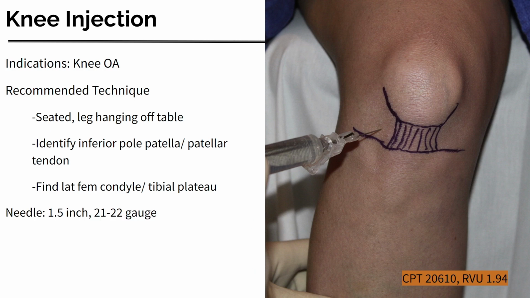You're going to want a 1.5-inch needle with a 21 or 22 gauge and roughly 5 cc's of anesthetic and 40 milligrams of Kenalog.